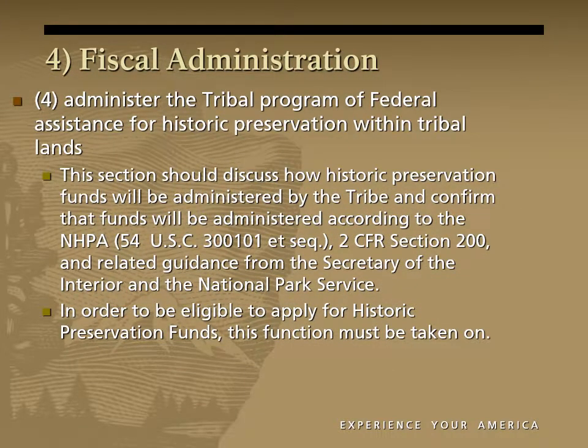The fourth responsibility is to administer the tribal program of federal assistance for historic preservation on tribal lands. This function refers to the management of any federal funds it receives for its own historic preservation program. The section should discuss how historic preservation funds will be administered by the tribe and confirm that funds will be administered according to the NHPA as well as 2 CFR Section 200 and any related guidance from the Secretary of the Interior and the National Park Service. In order to be eligible to apply for historic preservation funds for THPOs, this function must be taken on.